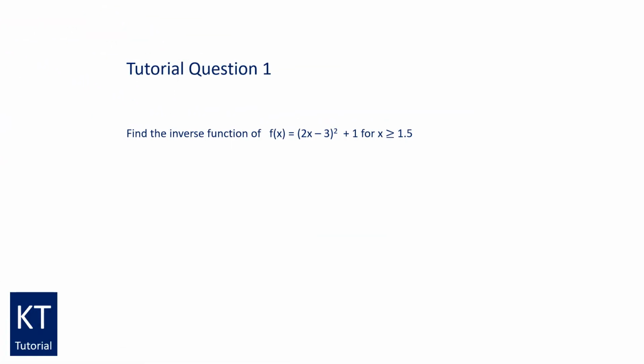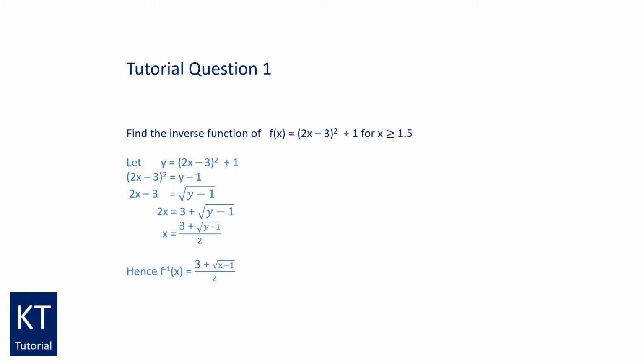Now on to tutorial question 1. Find the inverse function of f(x) equals (2x minus 3) squared plus 1 for a domain where x is larger than 1.5. As in the earlier example, you start by letting y equal the expression for f(x). You would then move on to identify x in terms of y through some rearranging. The solution of the inverse f(x) is purely obtained by replacing the variable x with the variable y.